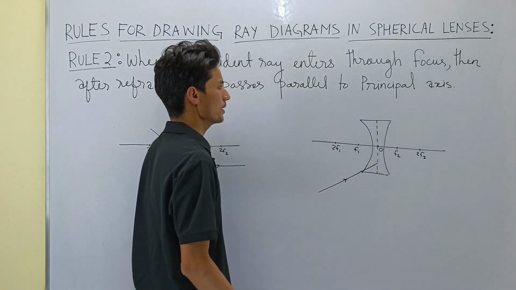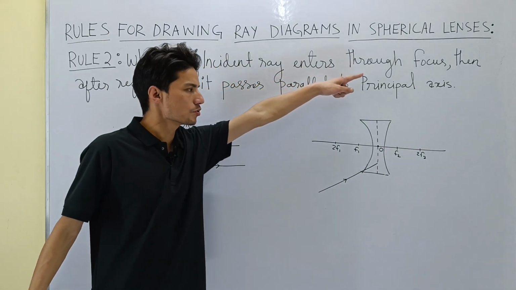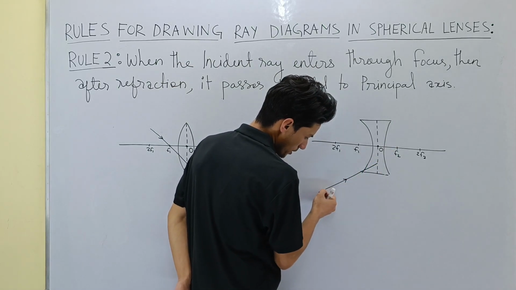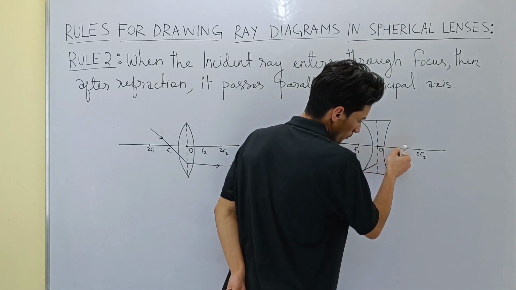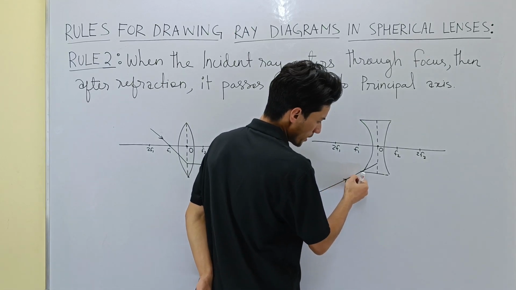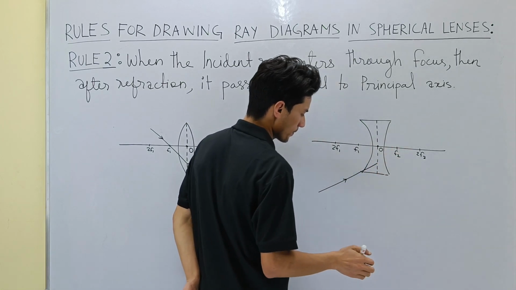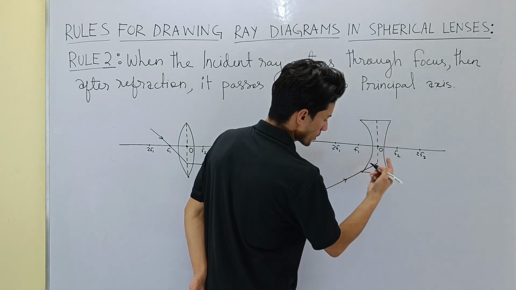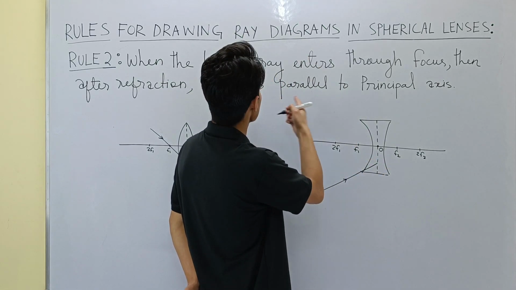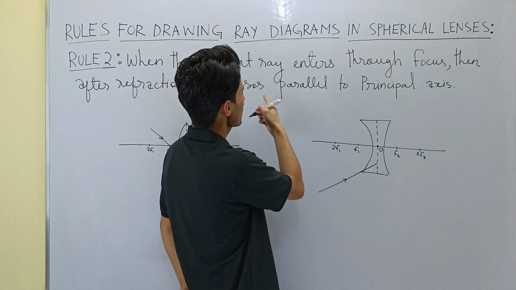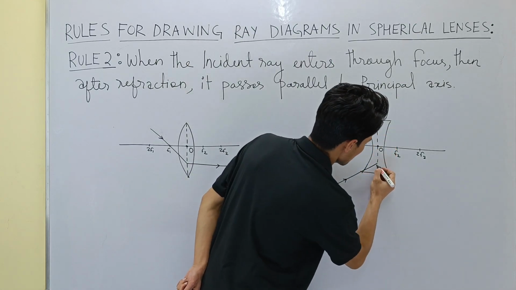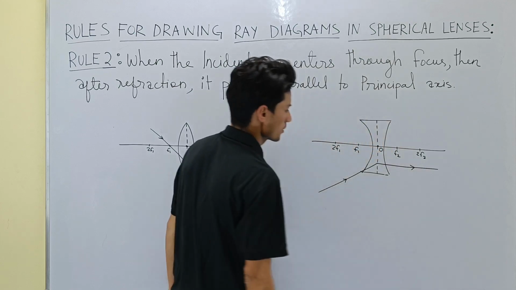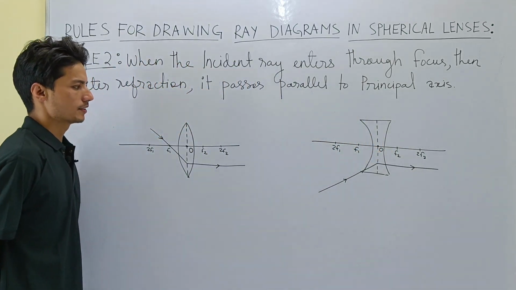According to the statement, the incident ray enters through focus. So this ray is targeting the focus. If you trace this, it will go and touch the focus. So the ray is on its right track, aiming the focus. Now it has only touched the aperture, so refraction will take place. After refraction, how will the refracted ray pass? It will travel parallel to principal axis. So this is how the ray diagram will look.